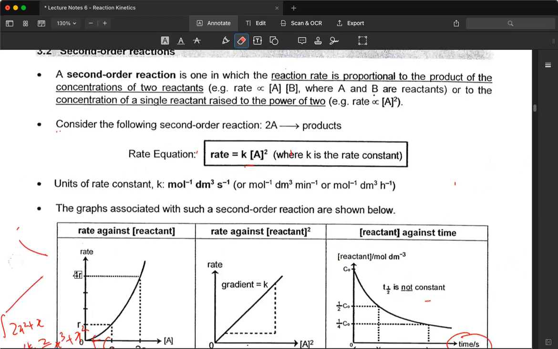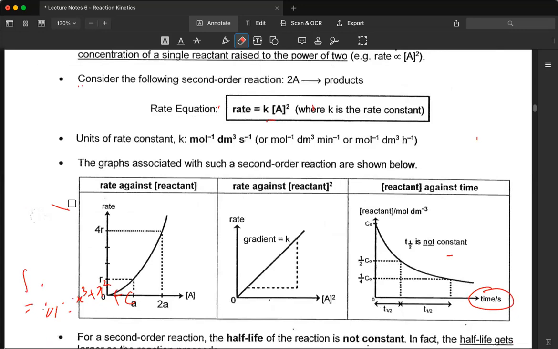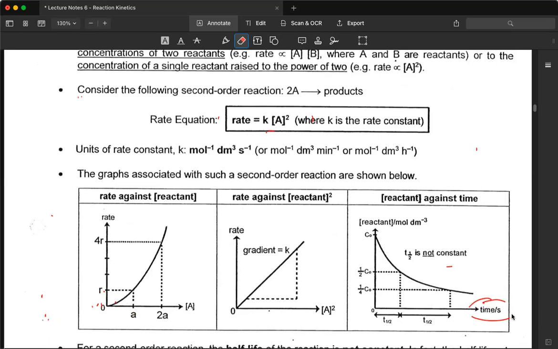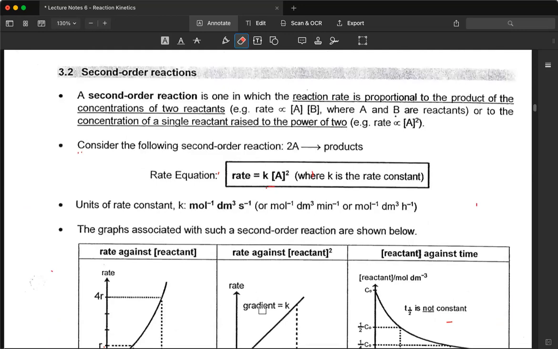Or it could be that the rate of reaction is proportional to only one reactant, but this reactant is raised to the power of 2. It could be that also, because order of reaction can be either both of them or just one of them, and then the other is zero order.